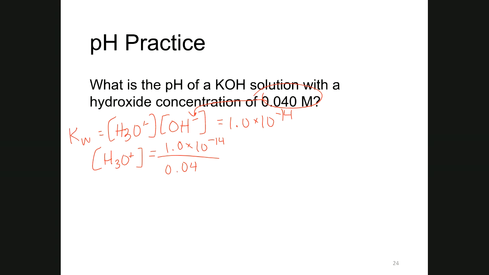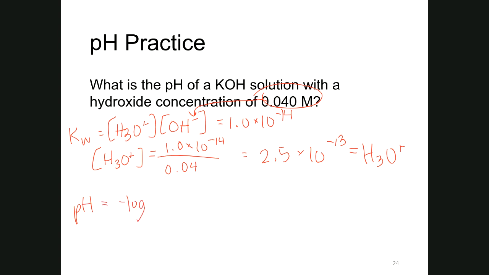So I'm getting 2.5 times 10 to the negative 13. Sorry, I had to count it. So 2.5 times 10 to the negative 13 here. This is our hydronium concentration. Now we can plug that into our pH equation.